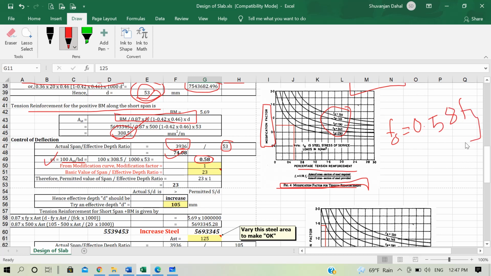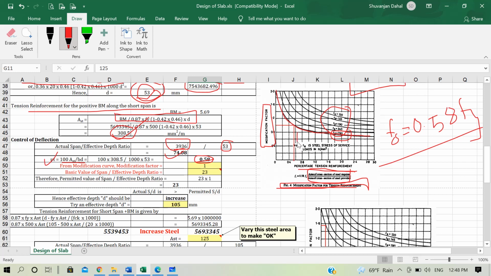0.58 into Fy, into the area of cross section required divided by the area of cross section provided. Since the required and provided are the same, this will just be 1. So our Fs will be 0.58 into Fy, and 0.58 into Fy we get to be 290 Newton per mm square. So if you can see here, this graph at the base below is the graph for Fs equal to 290. So now select the point 0.58 percentage of steel on this x-axis.